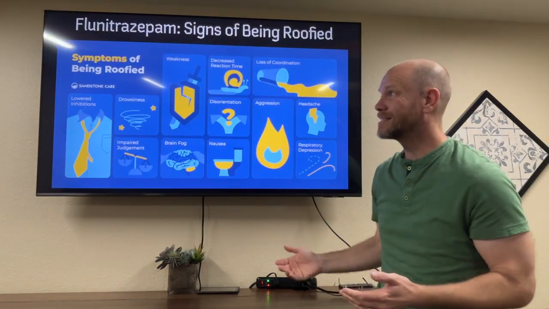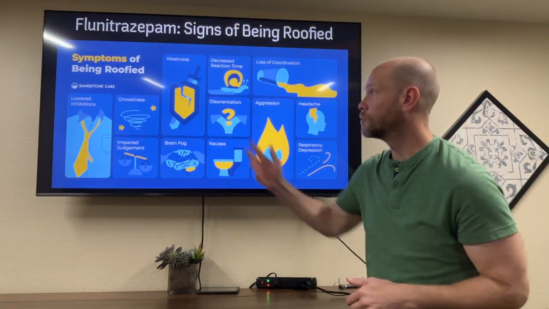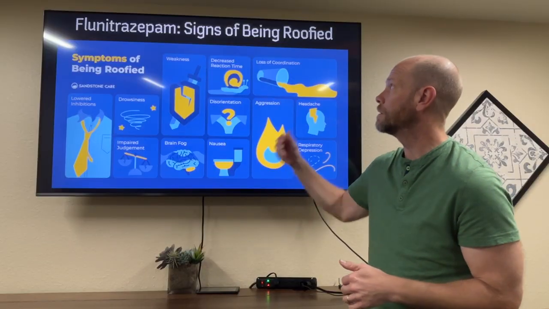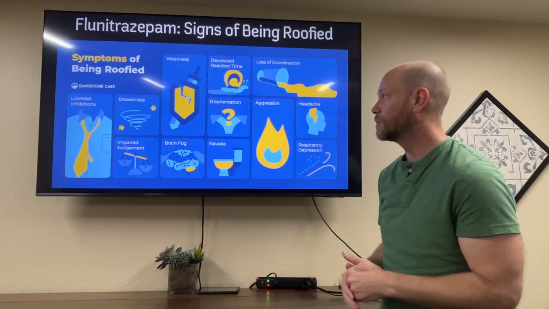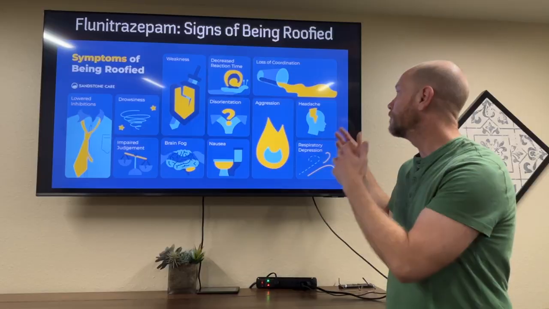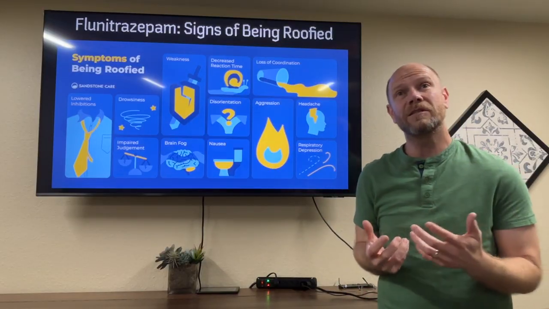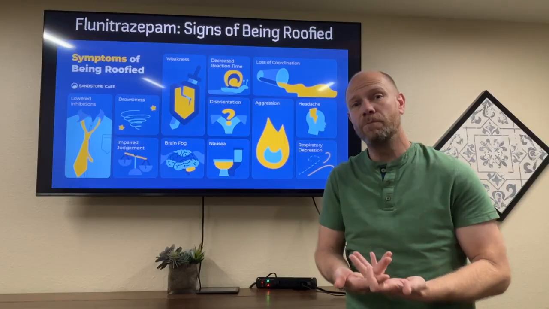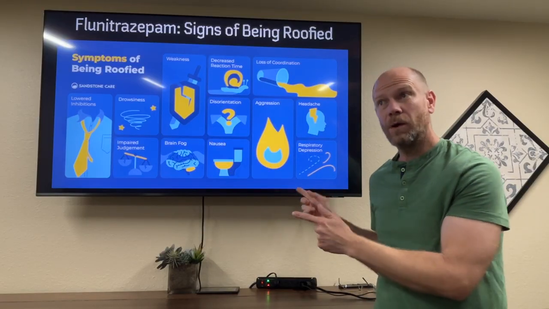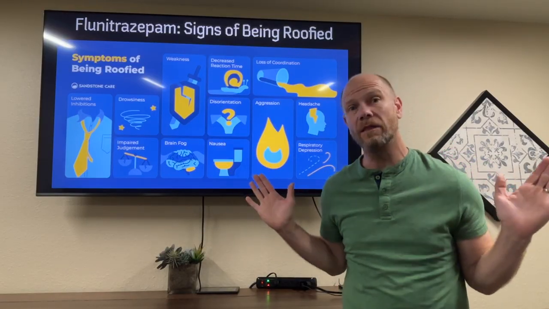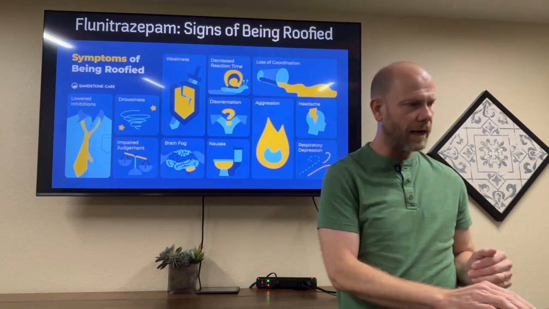Well, there's a lot of symptoms, right? Lowered inhibitions, drowsiness, impaired judgment, brain fog, weakness, decreased reaction time because of those action potentials, disorientation, nausea, respiratory distress, loss of coordination. These are all things that might lead you to believe, I think I might have been roofied. If you feel this way and you have no memory where you've basically lost a day, there is a very high chance you've been roofied.